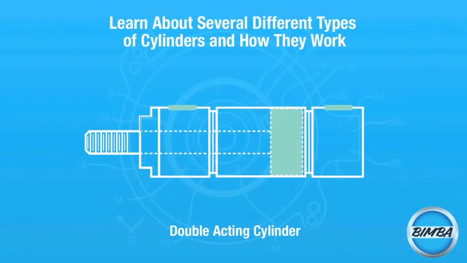A double-acting cylinder has dual pressure chambers to provide power on both the extension and retraction stroke, eliminating the need for a spring return.